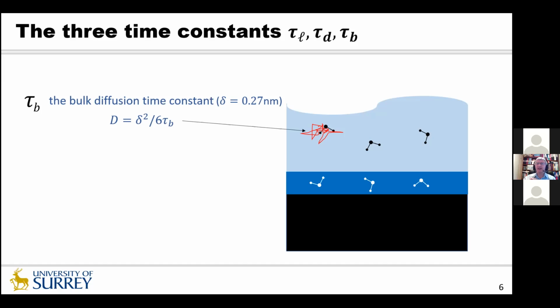Delta of 0.27 nanometers is chosen as roughly the distance between 2 water molecules in the bulk fluid. So tau B, which is about 5 picoseconds for bulk water at room temperature, is the time it takes for a water molecule to diffuse 0.27 nanometers. We have a similar definition for the water in the surface layer. It is tau L, L for layer, and the surface layer diffusion time constant is defined in an identical way.